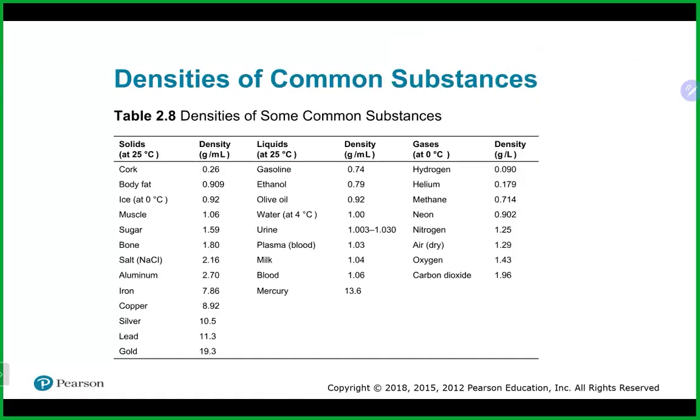Here are the densities of some common objects. As I mentioned before, water is usually the one that we look at and use, at 4 degrees Celsius, which is actually the maximum density that occurs. That's also why, for example, water in a lake or a body of water freezes from the top down. Otherwise, the fish are in trouble if it freezes from the bottom up.